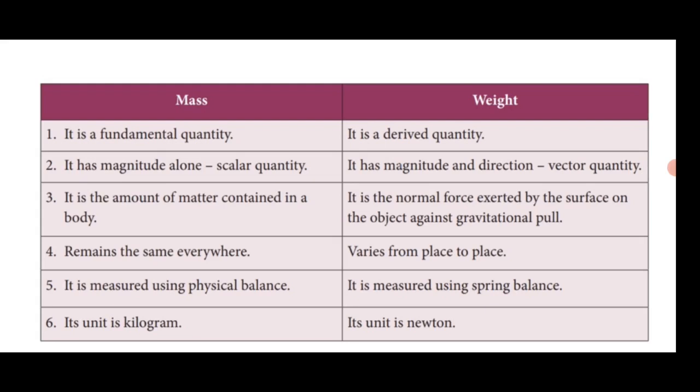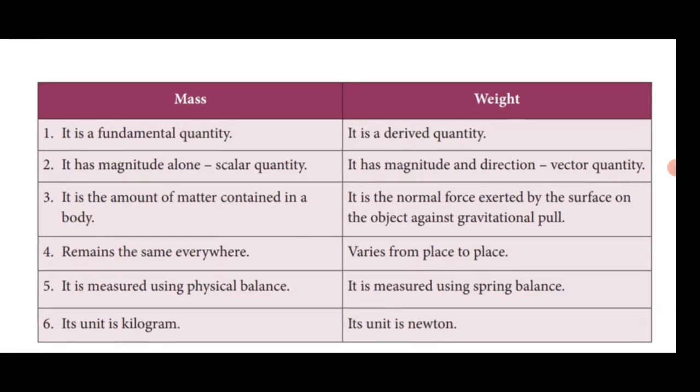The fifth point, mass is measured using a physical balance. But weight is measured using a spring balance. The sixth point, the SI unit of mass is kilogram. The SI unit of weight is Newton. These are the differences between mass and weight.